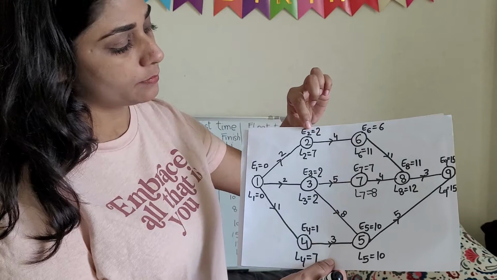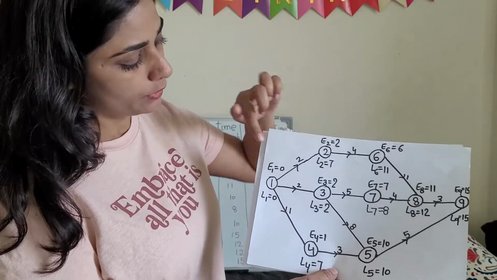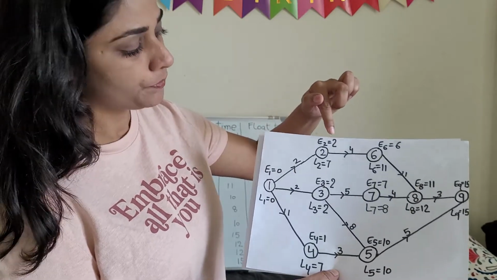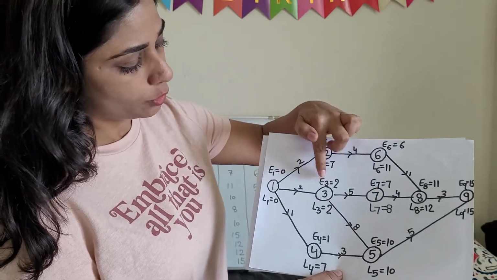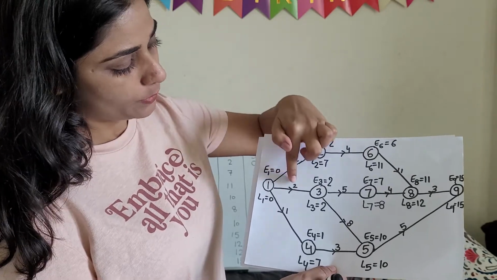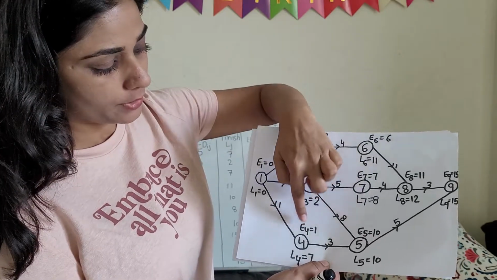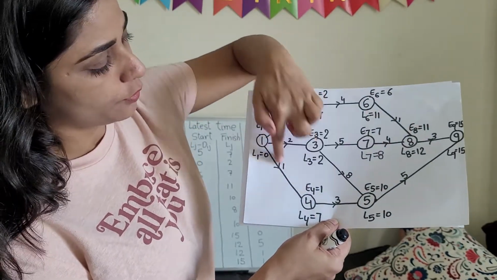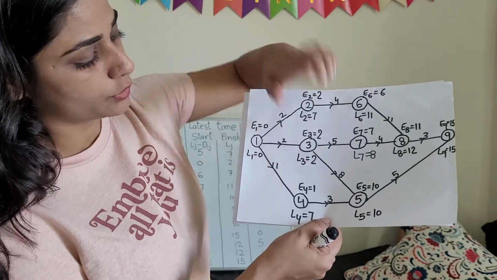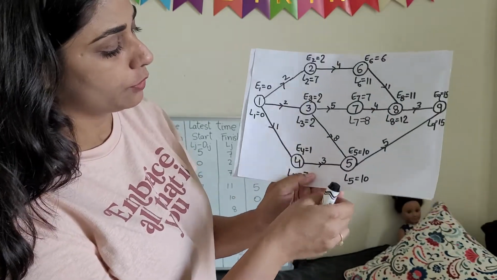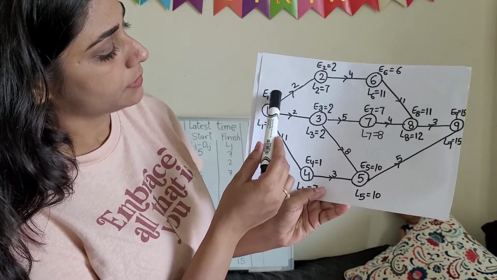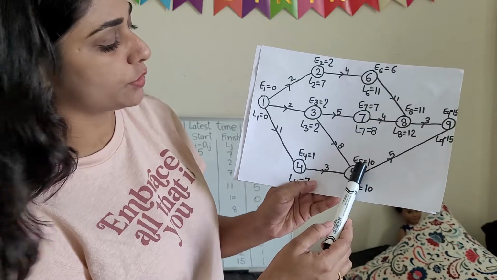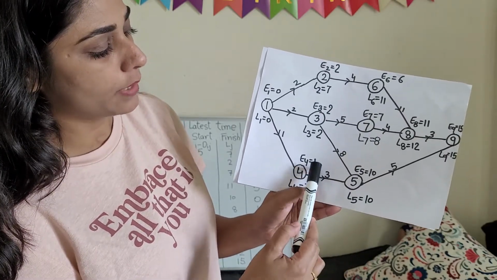After E1, we will come to E2. E2 equals E1 plus 2, this time duration. So 0 plus 2 equals 2. Then E3 equals, 1 to 3, 0 plus 2 equals 2. Then E4 will be E1, 1 to 4. So 0 plus 1 equals 1. E4 equals 1. After E4, E5 equals E4 plus 3, 1 plus 3.